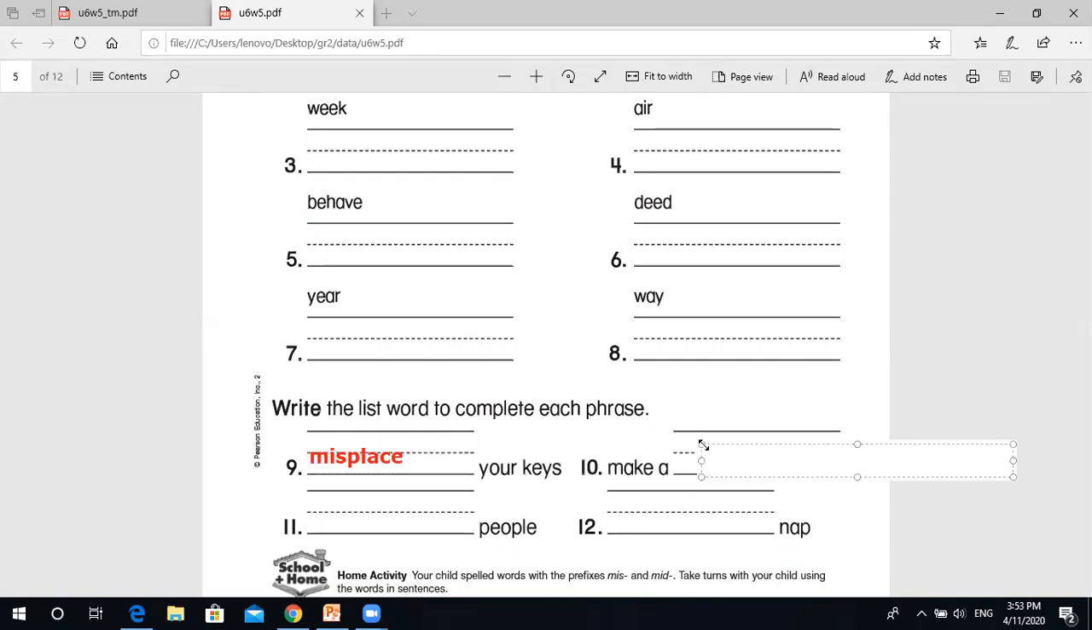Okay, here, make a mistake. To make something wrong, mistake. Mislead people. Don't lead, mislead people. Nap during the day. Midday nap. Midday, during the day or in the middle of the day.